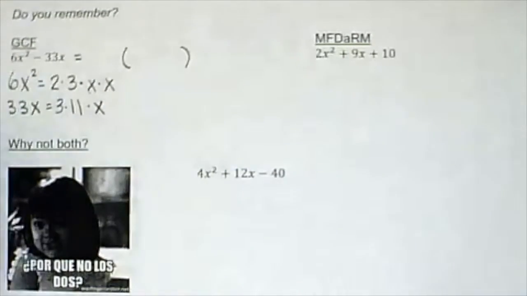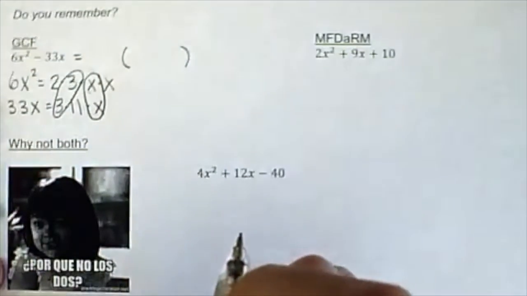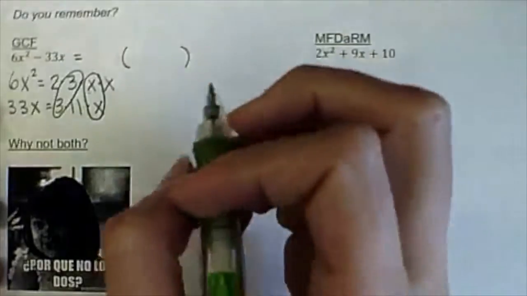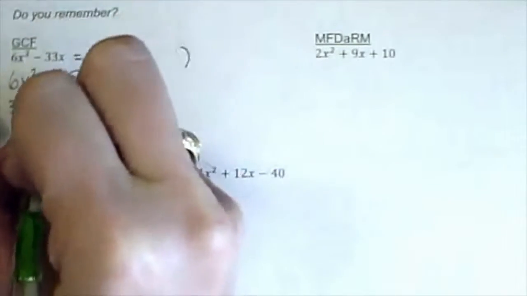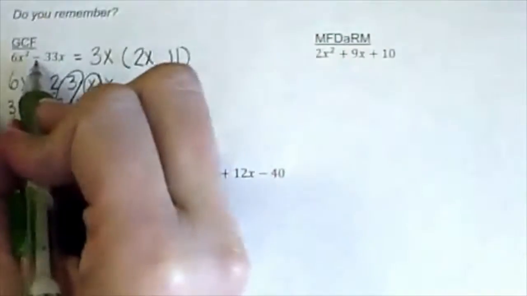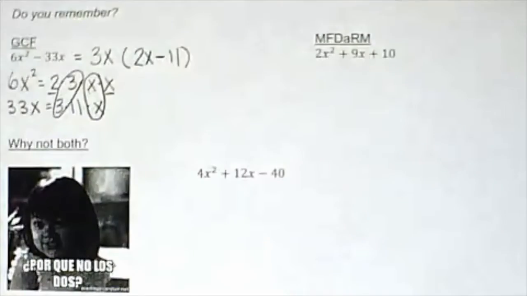And then I'm going to look for what they have in common. I'm going to circle those things which they share, in this case a 3 and an x, and I'm going to put that greatest common factor on the outside of my parentheses. It's kind of like reverse distribution. Then I'm going to put what's left over for each term in my parentheses. So I have 2x, and in the other one the 11. Since I originally had subtraction, I still have subtraction.